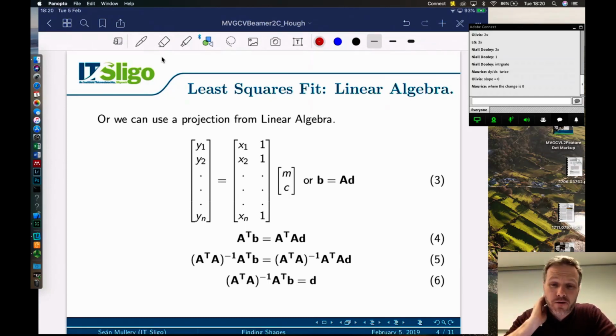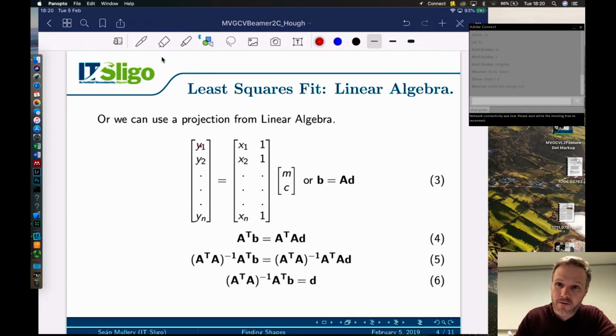What we're going to do is use a linear algebra mechanism for doing the least squares fit, and you can do it like this. You can basically get a load of your y values here.